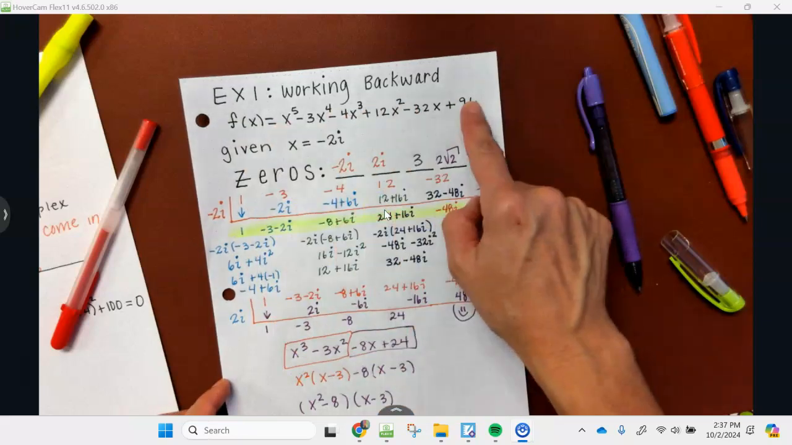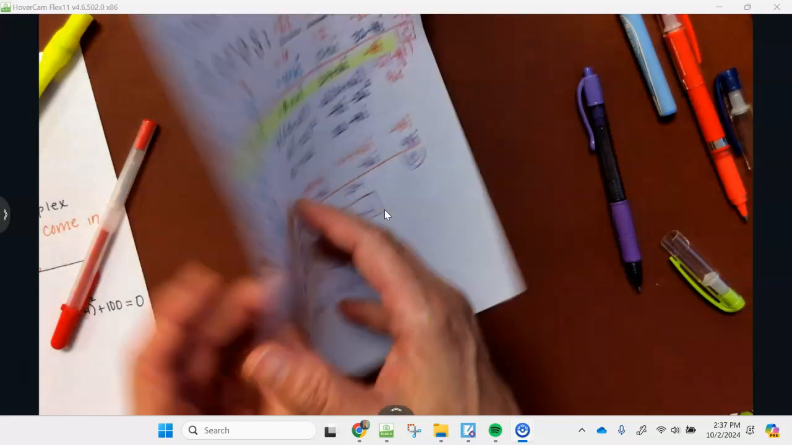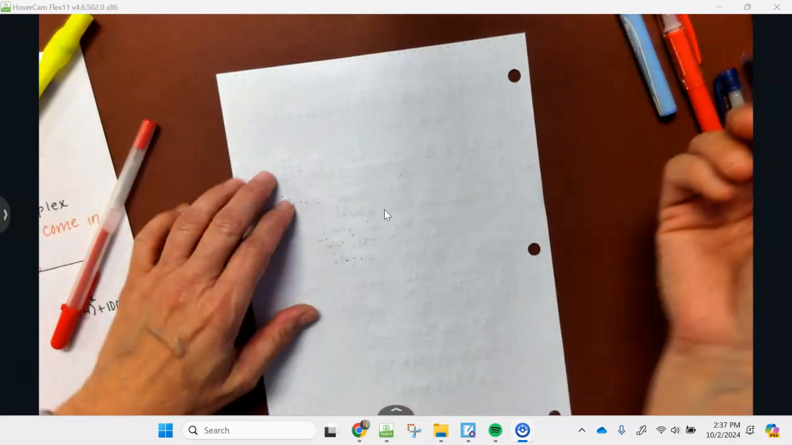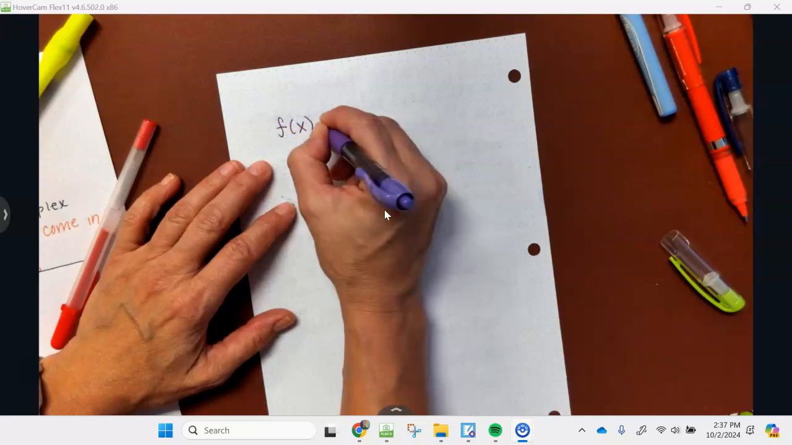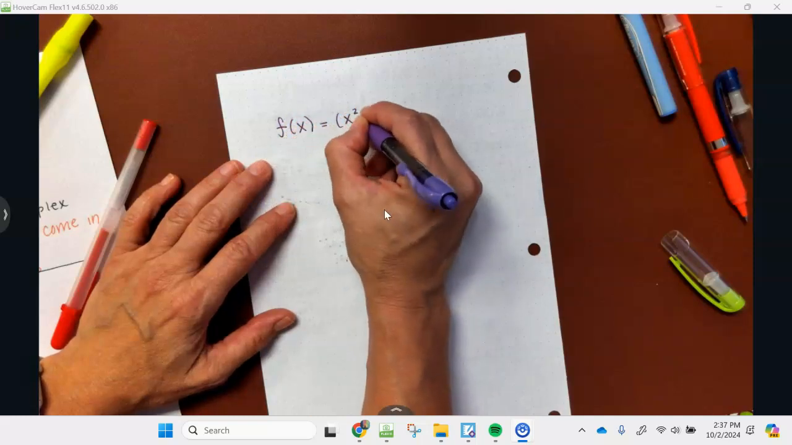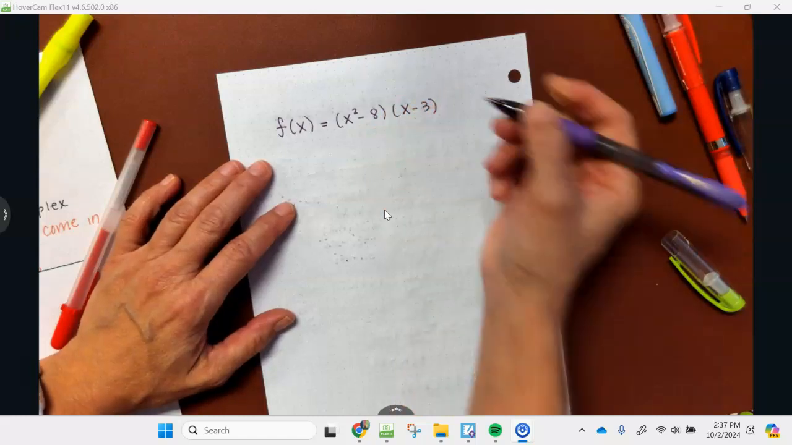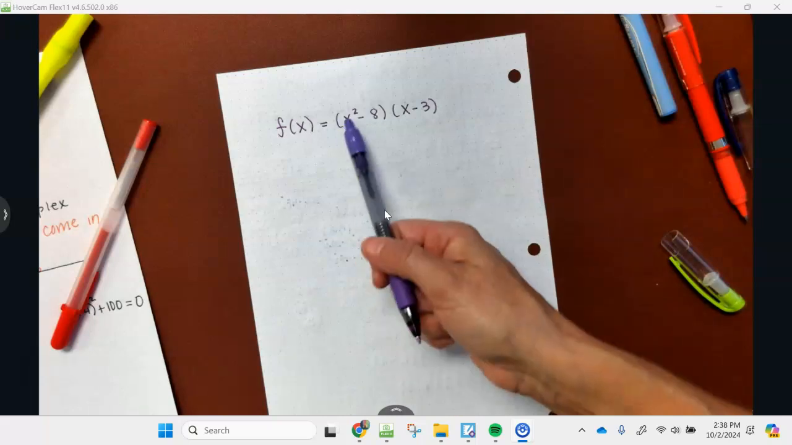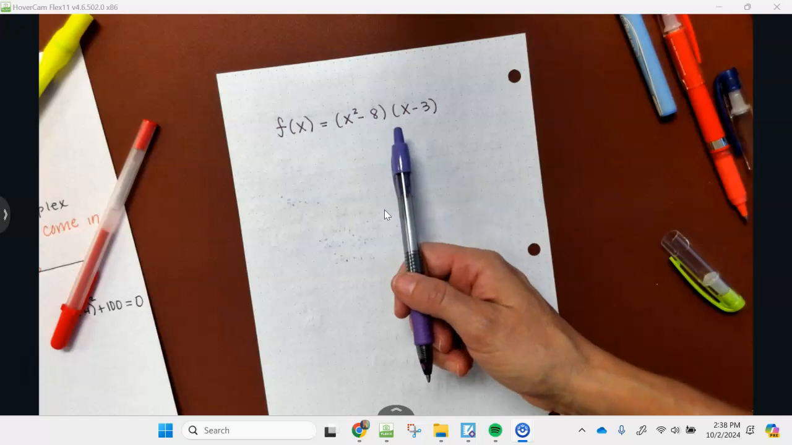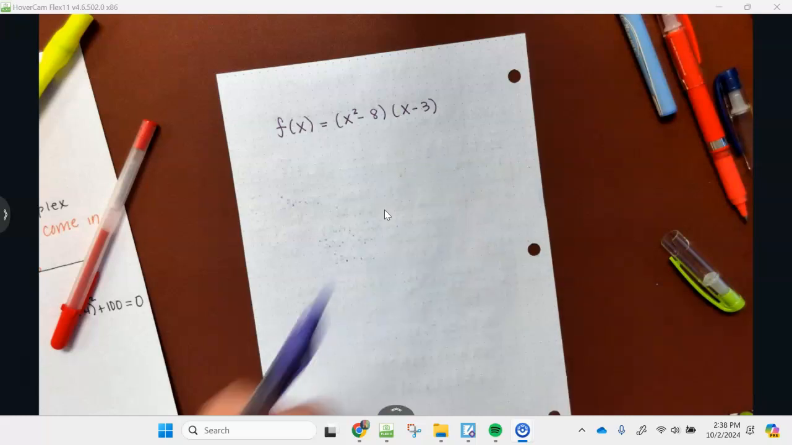To write this guy in factored form, we know 2 factors, y'all, they're down here. Let me go to the back of my paper. So here's what we know. We know we had x squared minus 8, and we know we had x minus 3. And then one more time, y'all, what was the degree of the original polynomial? 5. How many degrees do you have? 3. You're missing 2 degrees. You're going to grab those degrees.